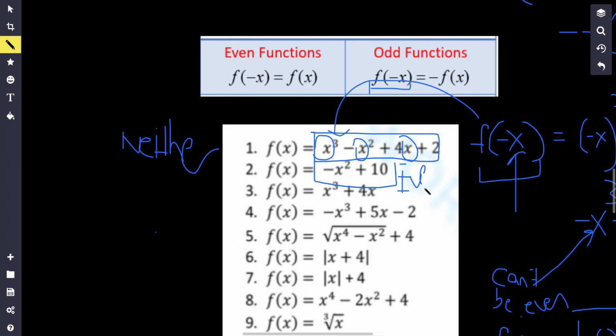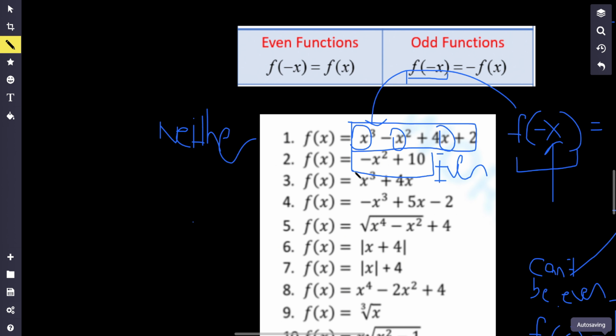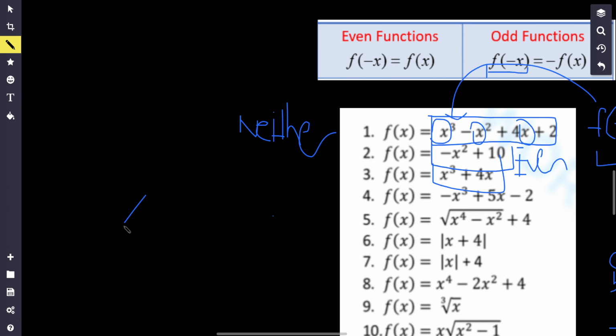F of negative x is equal to f of x. Let's do number 3. X to the third power plus 4x.